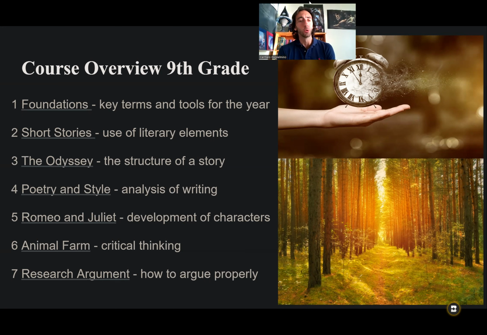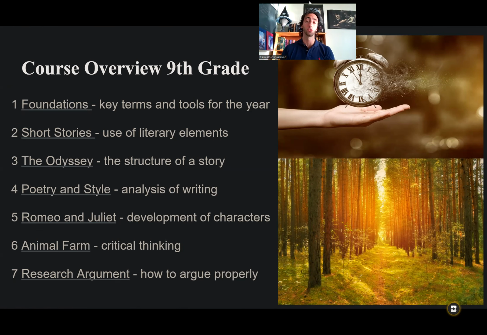Then we're moving on to short stories. Short stories for 9th grade is going to include, I think, only three general short stories: All Summer in a Day, Thank You, Ma'am, and The Monkey's Paw. Then we move on to Greek mythology. We're going to spend about a month, maybe a month and a half, on Greek mythology, specifically the Odyssey. We're not going to read the entire thing. We're going to read some big chunks of it and then move on.